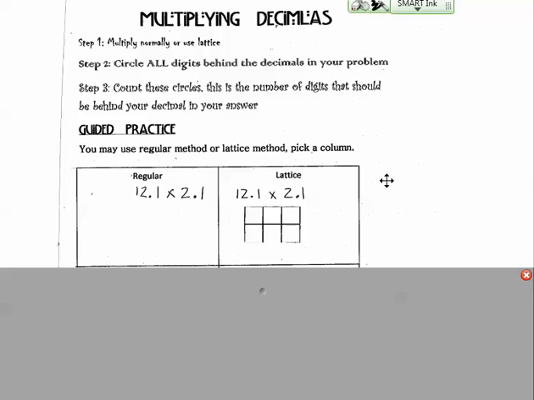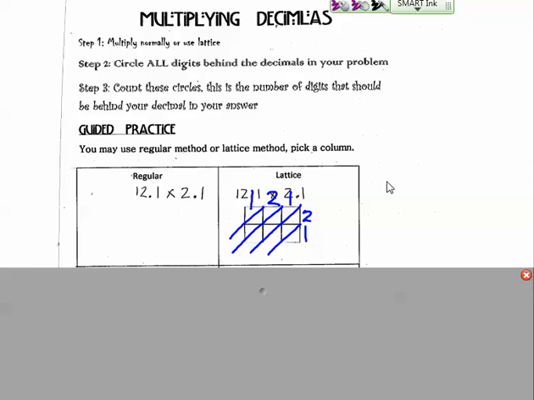Okay, so for lattice, you need to write your numbers above your little lattice block. I'm going to do a 1, 2 and a 1 there, because that's my first problem, and then the 2 and the 1 here. And then remember we draw these little diagonals. Your substitute can hit pause while you do that, and then hit play when everybody's ready.